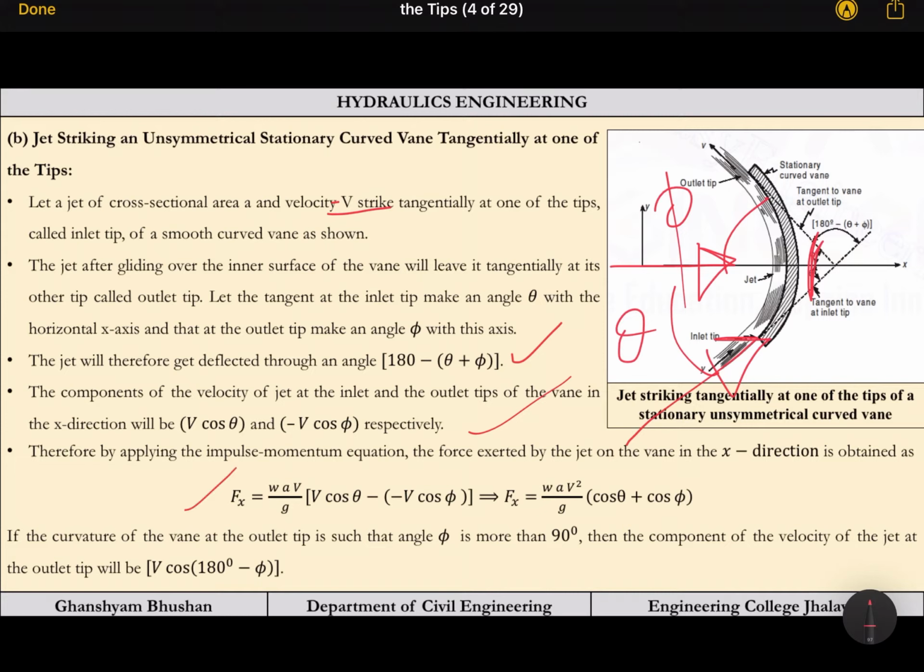So we are applying the impulse momentum equation in the x direction. What are we going to get? So we will get Fx equal to WAV by g, times v cos theta minus v cos phi. So this is the force which will be exerted by the jet on the plate. Now if the curvature of the vane at the outlet tip is such that angle phi is more than 90 degrees, then the component of the velocity of the jet at the outlet tip will be v cos (180 minus phi).